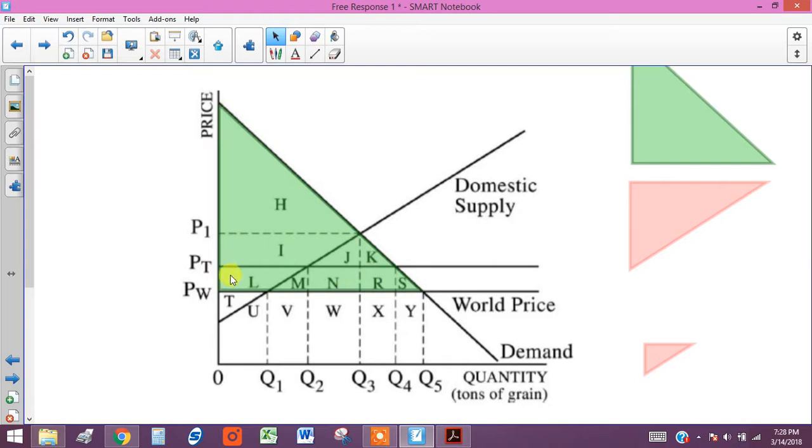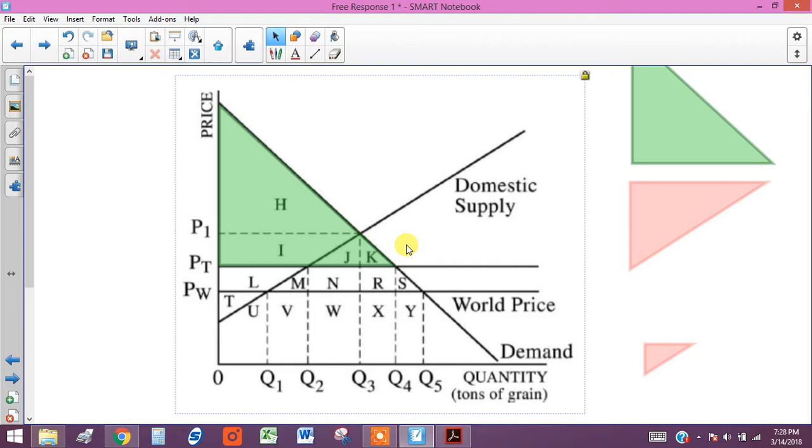Which means we're simply going to subtract from, well, this is going to be represented by writing out H plus I plus J plus K plus L plus M plus N plus R plus S. But what they're asking is what it is after the tariff. So we want to take this and shrink it up to here. And the difference is we no longer have L, M, N, R, or S. We only have H, I, J, and K for consumer surplus. So you want to make sure you're clear on that change and how you describe it.